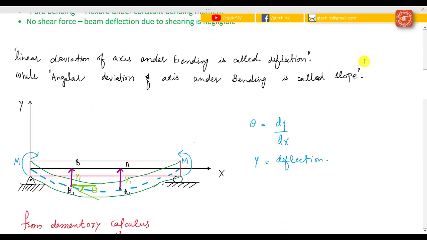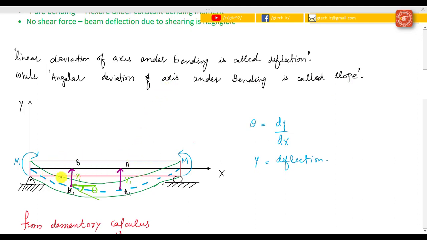And just to define what a deflection is. Deflection is basically the linear deviation of the axis under bending. We call it a deflection, and the angular deviation of the axis under bending is called the slope. So here is the illustration of the above definition.